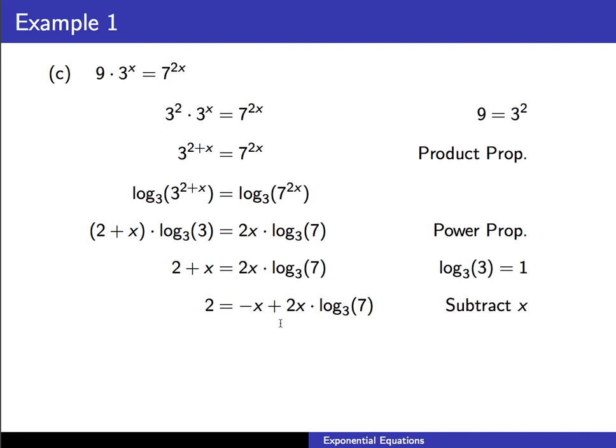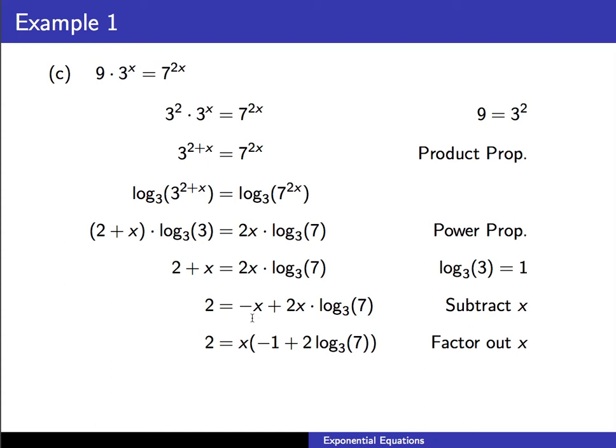Bringing our x terms over to the right-hand side by subtracting x from both sides, we get 2 equals, when we subtract x from both sides, I'm just going to write the negative x first because there's a lot going on in this expression. Instead of 2x times log base 3 of 7 minus x, I'm going to write this as negative x plus 2 times x times log base 3 of 7. So just as a way to put the variables first. Now both these terms, the negative x and the 2x log base 3 of 7, have an x in them, so we can factor that x out.